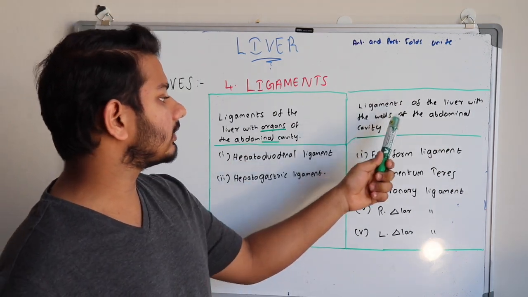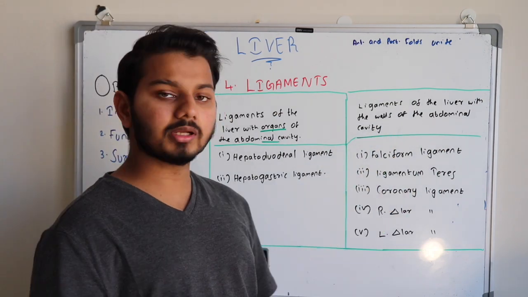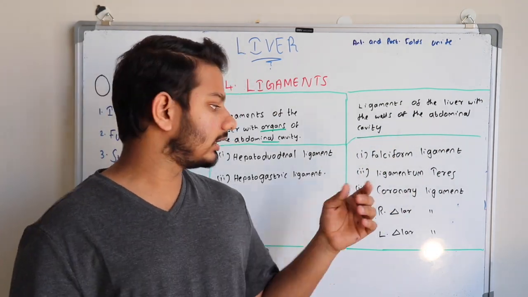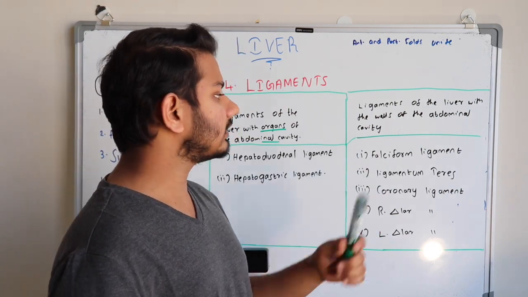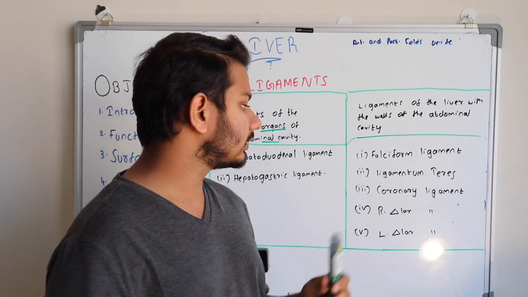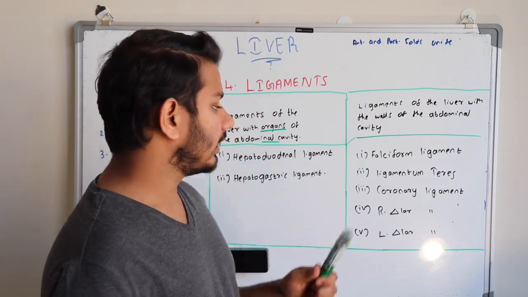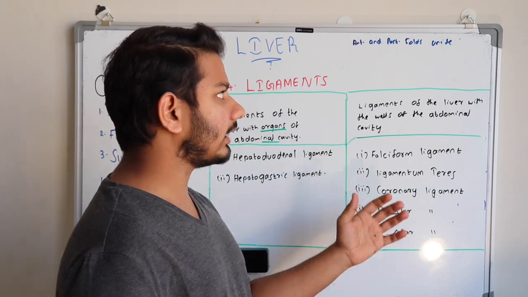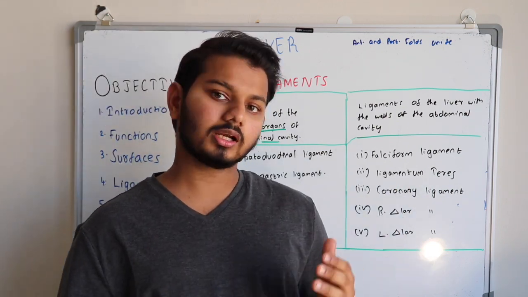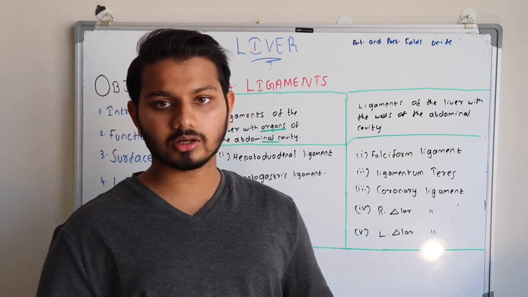Then we have ligaments with walls of abdominal cavity. They are falciform ligament, ligamentum teres, coronary ligament, right and left triangular ligaments. The falciform ligament contains the ligamentum teres and remnants of umbilical vein. The anterior and posterior folds of coronary ligament unite and form right and left triangular ligaments.